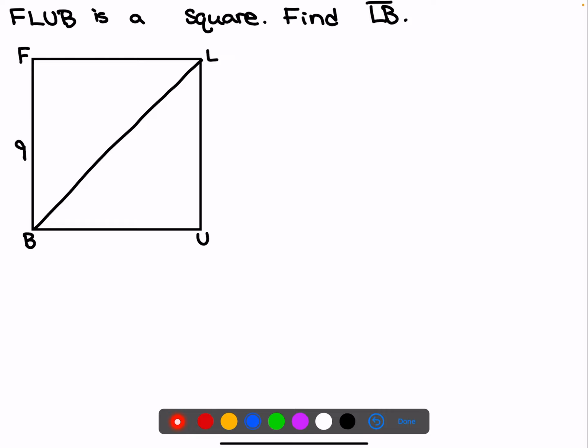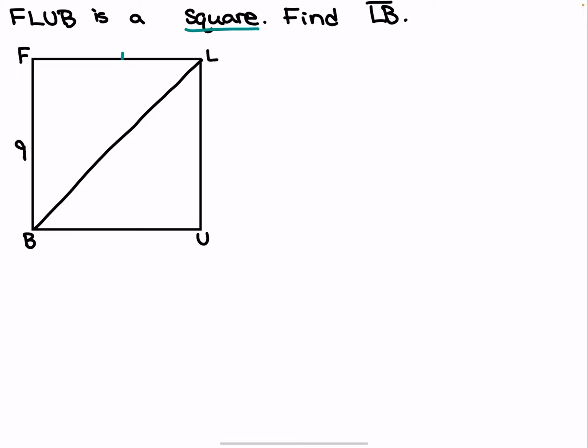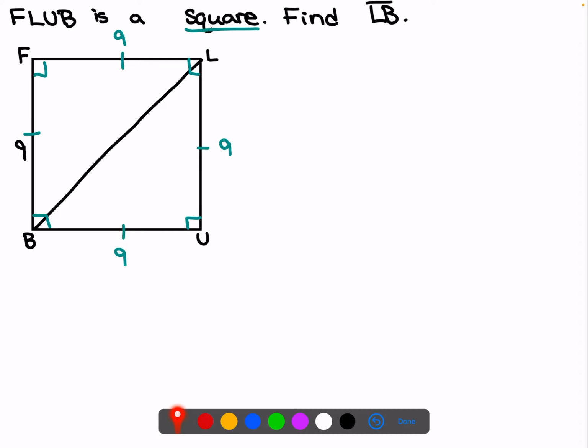FLUB is a square. Find the length of LB. So if FLUB is a square, I know that all sides are going to be congruent at 9, and all angles will be 90-degree angles by definition of a square.